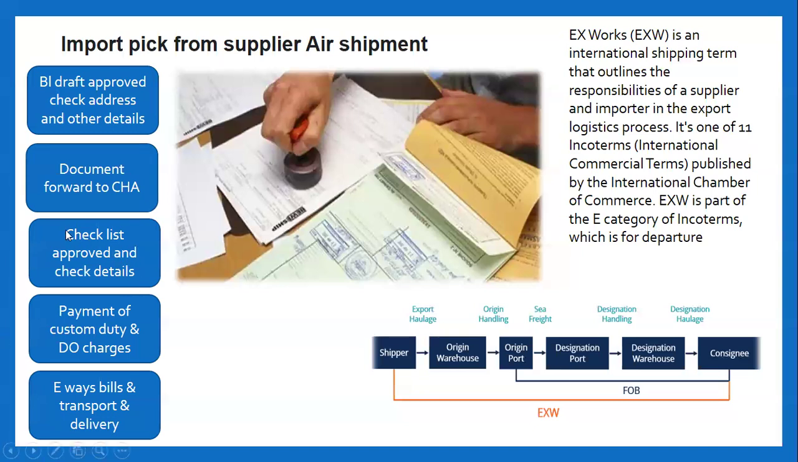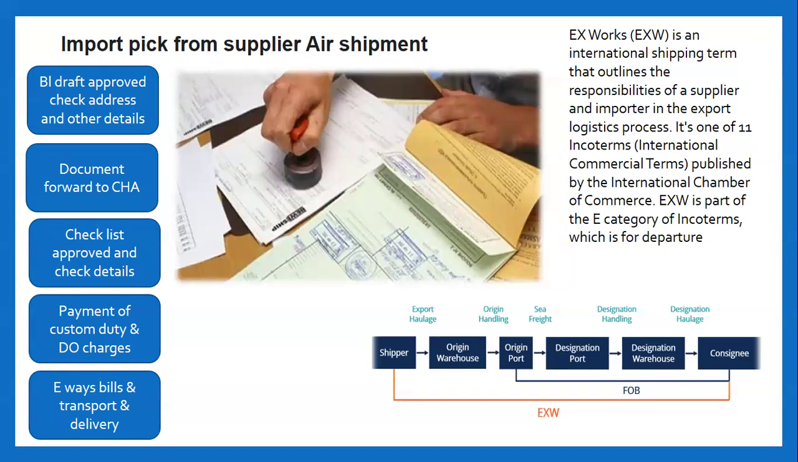Then our CHA will prepare and share the checklist in which we have to check all details regarding the import shipment, like the address of the importer and exporter, port of loading, port of discharge, item description, weight of the shipment, and all the details mentioned in the checklist, which need to be checked and approved. Once we approve the checklist, the bill of entry is generated after the carrier, like a shipping line, files the IGM.